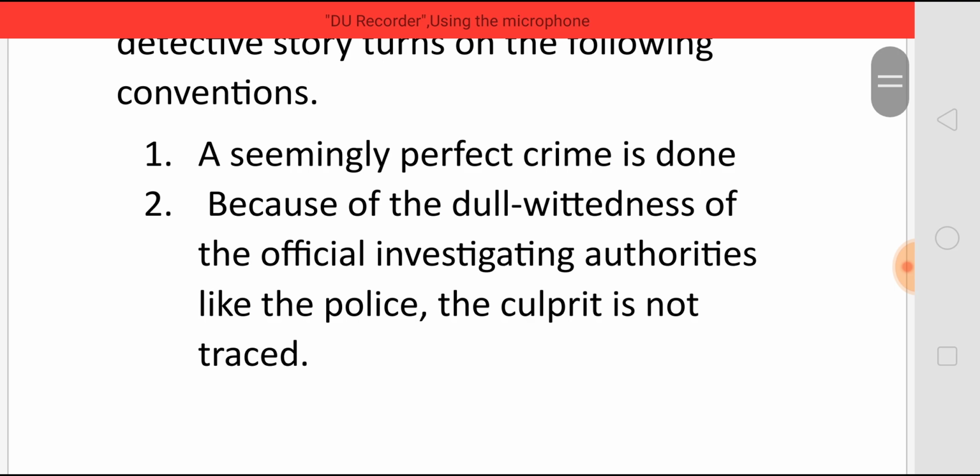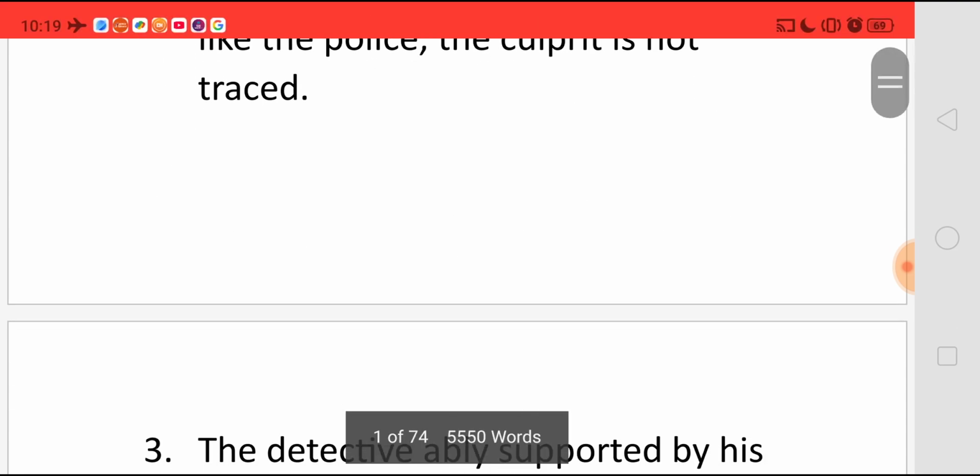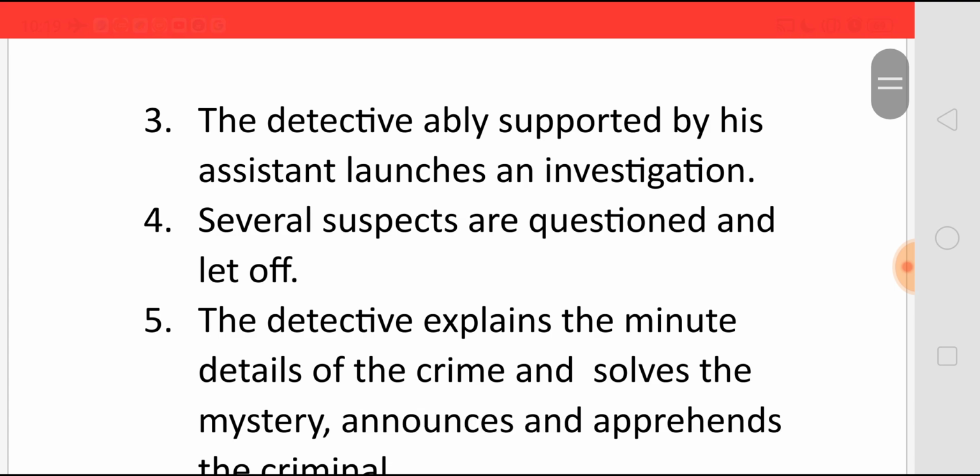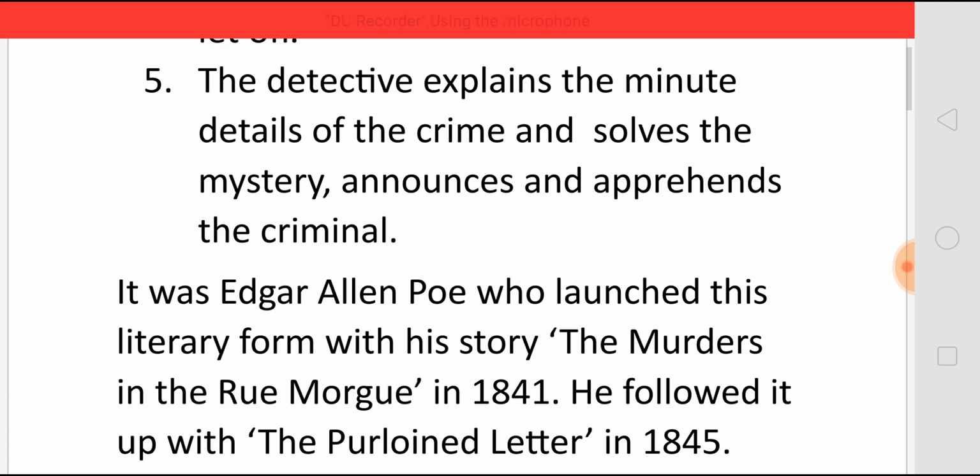A seemingly perfect crime is done. Because of the dull-wittedness of the official investigating authorities like the police, the culprit is not traced. The detective, aptly supported by his assistant, launches an investigation. Several suspects are questioned and let out. The detective explains the minute details of the crime, solves the mystery, announces and apprehends the criminal.